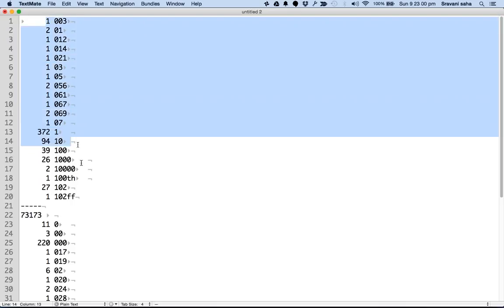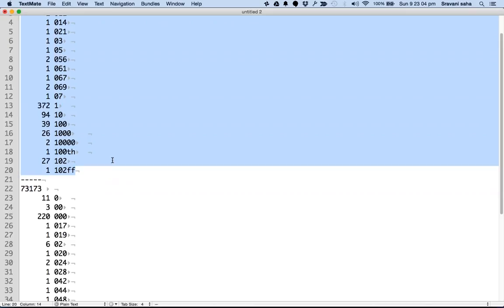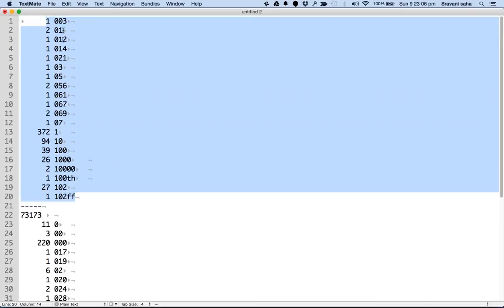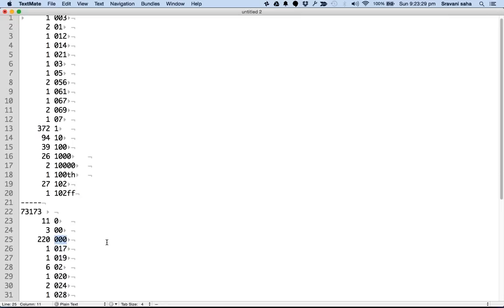Now you can see that if you concatenate these two values, they may not be in the sequence. So 003 went to the first reducer, while 0 went to the second one, 0001 went to the first reducer, 00 went to the second one, 0012 went to the first reducer, 00 went to the second one, and so on. You can see that clearly.